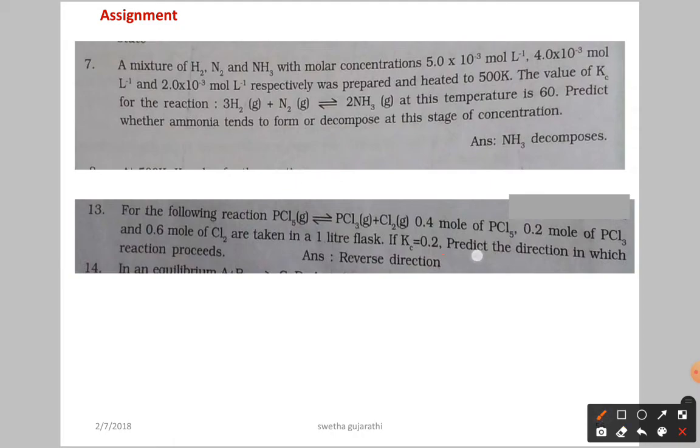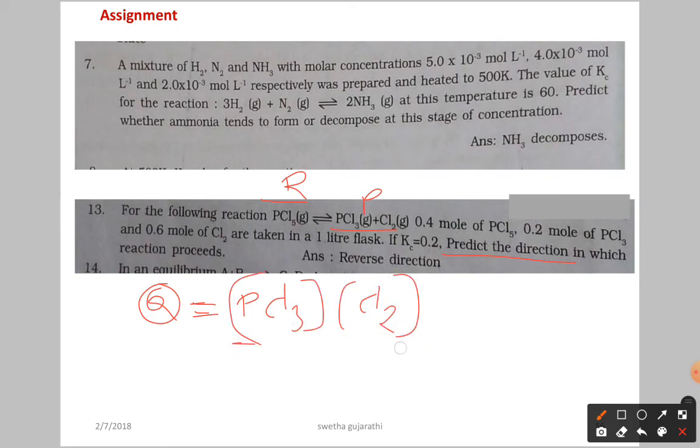Again they are asking the direction, so definitely we need the calculation of Q. If you write the expression for the equilibrium constant, Q equals, here this is my product and these are my reactants. Here they are not mentioning any equilibrium concentration. As we discussed, for Q you can take any concentration, but for K you have to take the equilibrium concentration only. So here we have the molar concentration of product PCl3, the molar concentration of Cl2, divided by the molar concentration of PCl5.